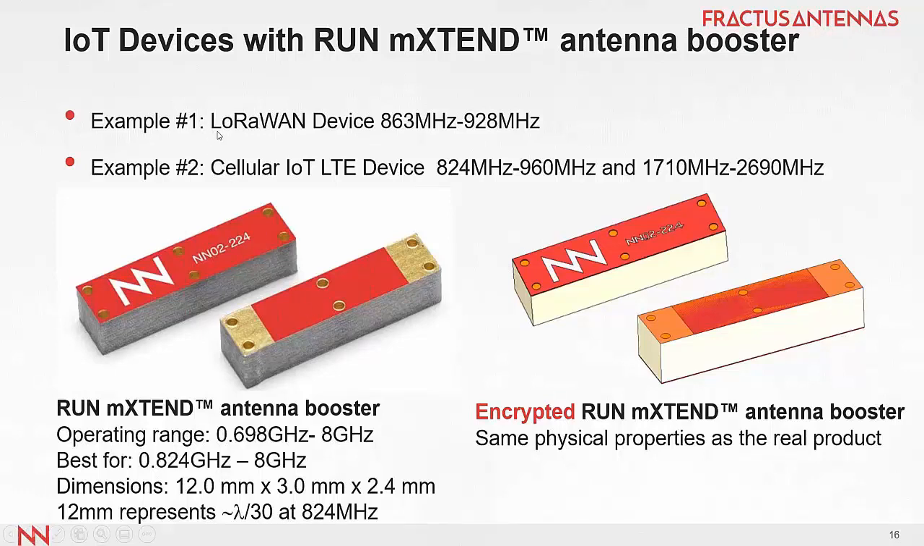With this antenna booster, we are going to see two examples. The first one will be a very easy one, single band, and then we will increase the complexity of the design by using a multi-band design. We are going to operate at several bands of LTE, from 824 till 960, 1.7 gigahertz up to 2.69 gigahertz. So here is the product, as you can see, and the encrypted model has all the materials, all the geometry, even the color, the part number, everything is the same.